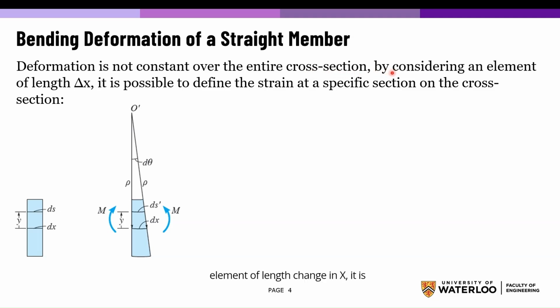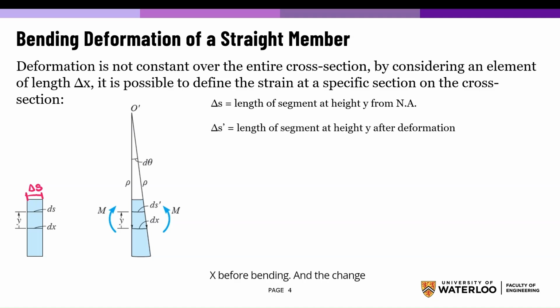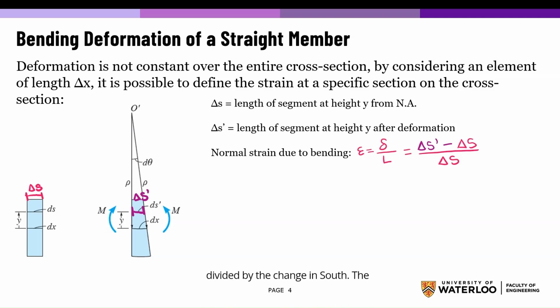By considering an element of length change in x, it is possible to define the strain at a specific section on the cross-section. So change in s is equal to the length of segment at height y from neutral axis, which is equal to the change in x before bending. And the change in s prime is equal to the length of segment at height after deformation. So normal strain due to bending is epsilon, which is equal to the deformation divided by length, which is equal to the change in s prime minus the change in s divided by the change in s.